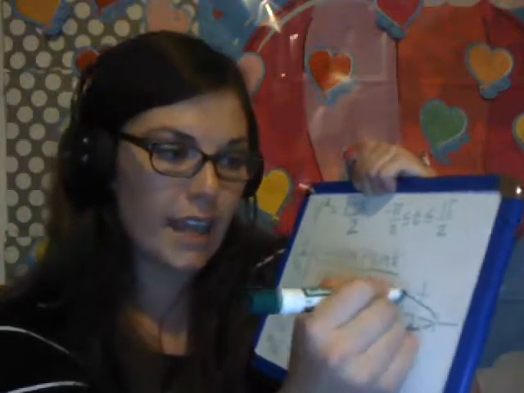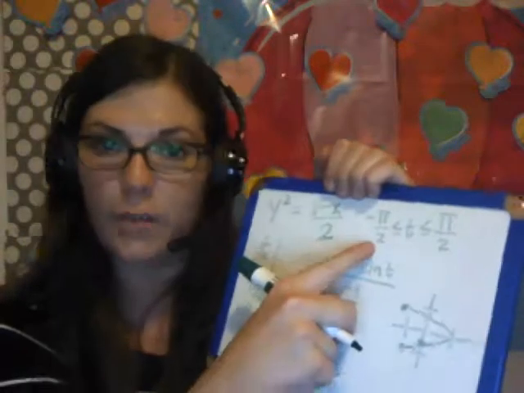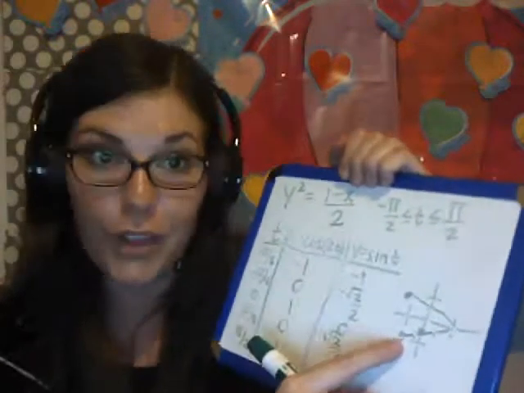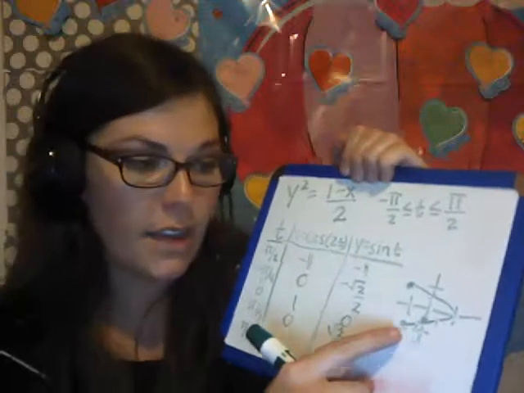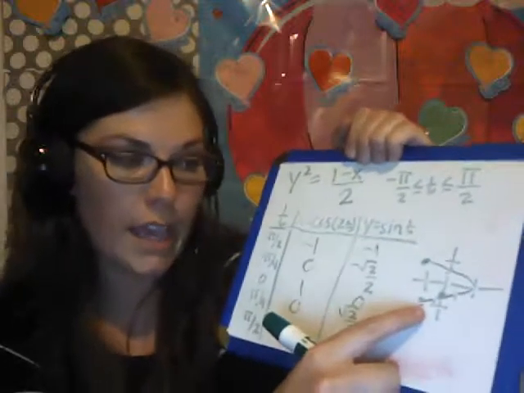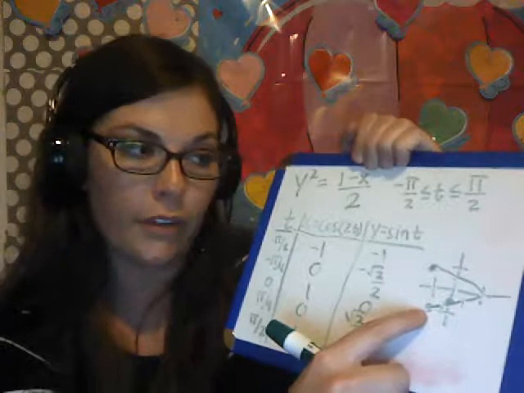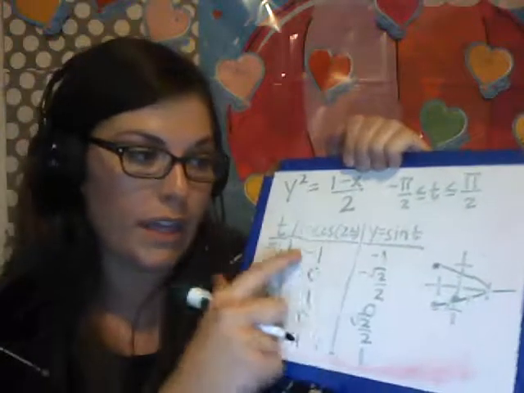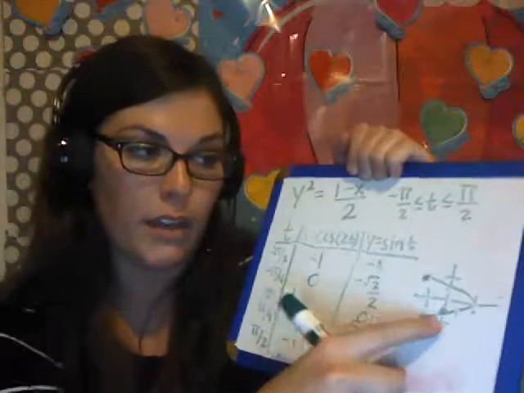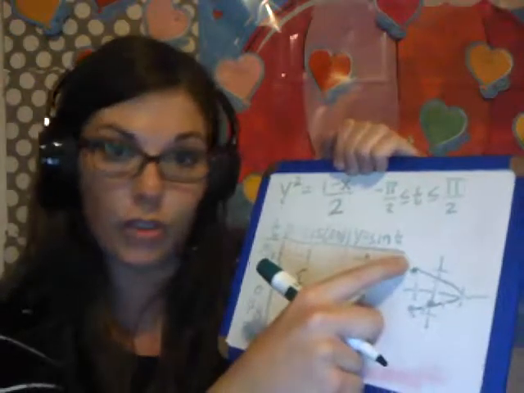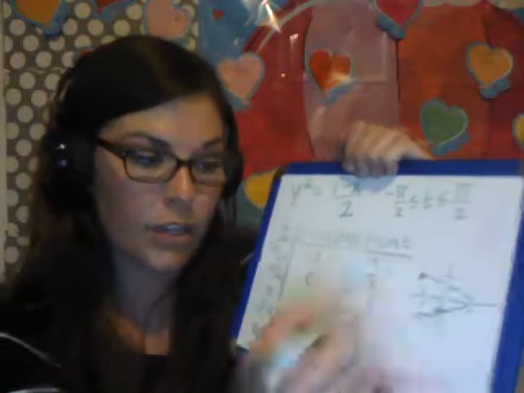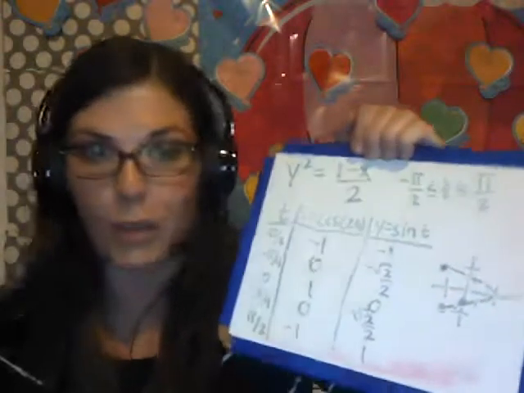What we see here is that because the parameter was from negative pi over 2 to pi over 2, the only part of the parabola that I'm going to see is from where t equals negative pi over 2 to t equals positive pi over 2, which would be the coordinates negative 1, negative 1. We are traveling counterclockwise, and we are going to stop at the point negative 1, positive 1.